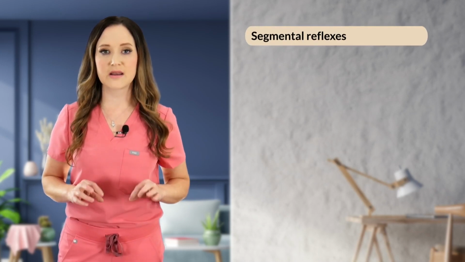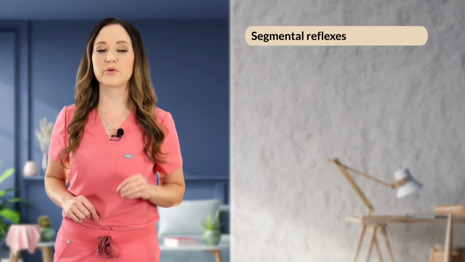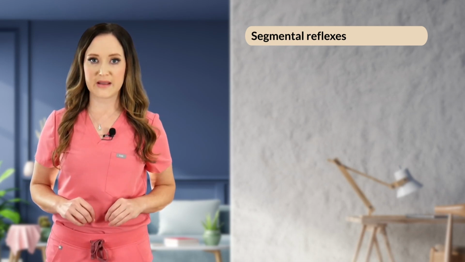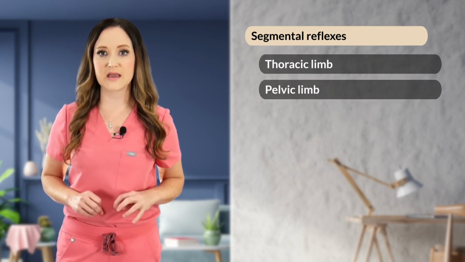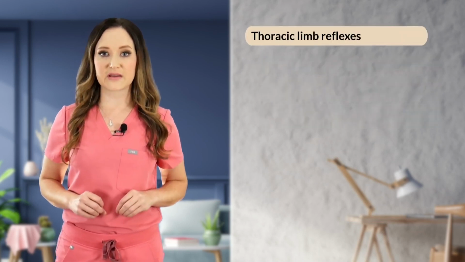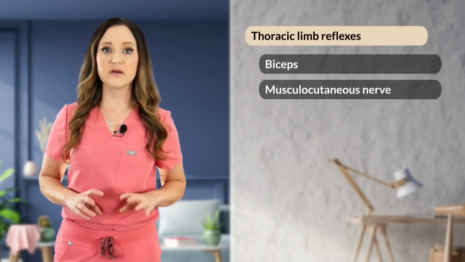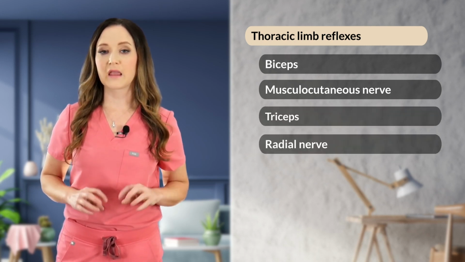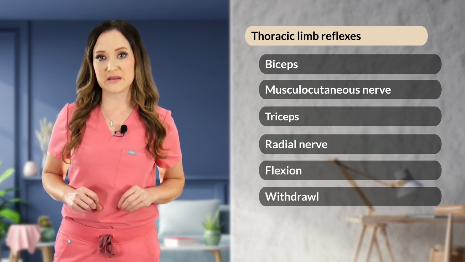Segmental reflexes are necessary for localizing spinal cord lesions and determining whether the upper motor neuron or lower motor neuron system is affected. They are broken down into thoracic limb reflexes, pelvic limb reflexes, and cutaneous trunci muscle reflexes. The thoracic limb reflexes assess the biceps and musculocutaneous nerve, the triceps and radial nerve, or main weight-bearing nerve, and flexion and withdrawal, which is mostly the musculocutaneous nerve.